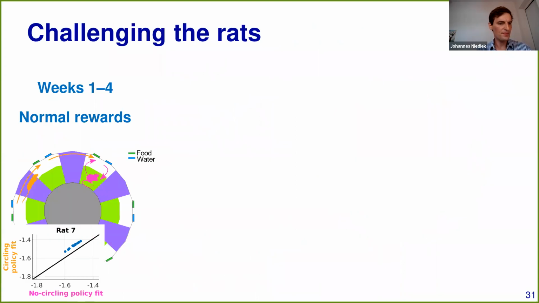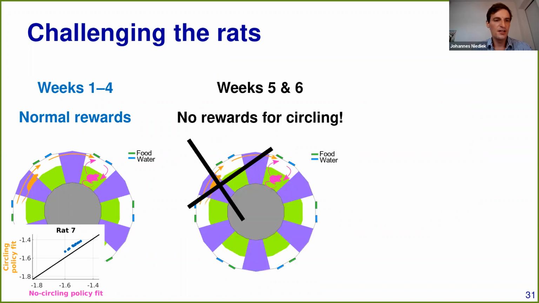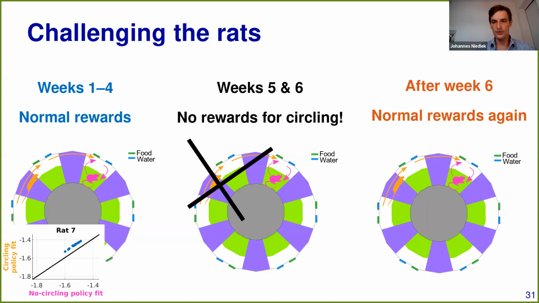So we asked, if we change something in the experiment, can we change maybe the behavior of the animals? And is this reflected in the model? So what we did is that after the 4th week of training, we switched off the rewards for circling. We went to the physical task and changed it and said that from now on, circling is not rewarded anymore. We did that for 2 weeks. And then we switched the circling rewards on. So after the 6th week, the normal rewards for circling were restored.